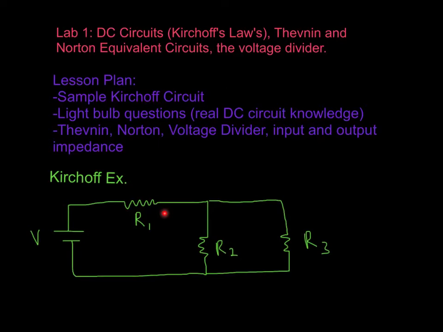So we want to find the voltage drop across R1, R2, and R3, and we want to find the currents through R1, R2, and R3. The first step, if you want to do this, is to just assign some currents, and as you know from before, if you're wrong on the direction of the current, you'll find out in the end. The sign will take care of it for you when you do the math. Alright, so here's what I'm going to do.